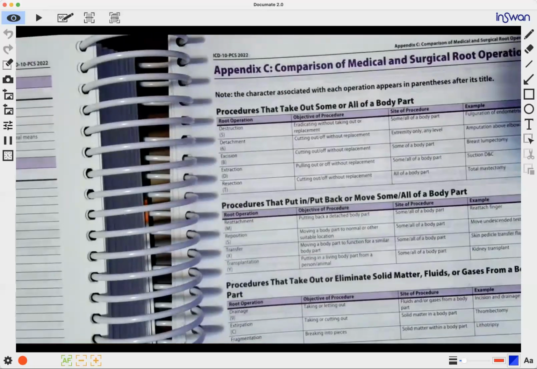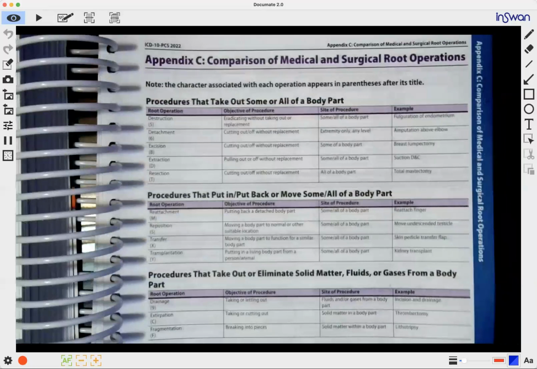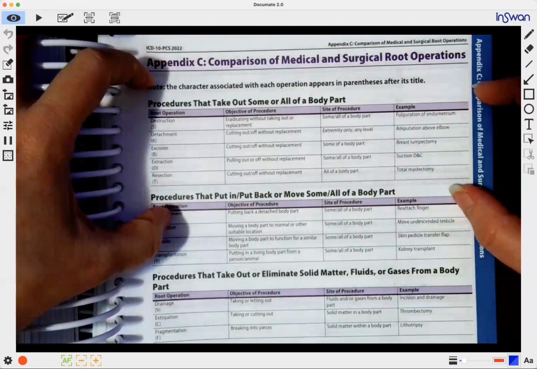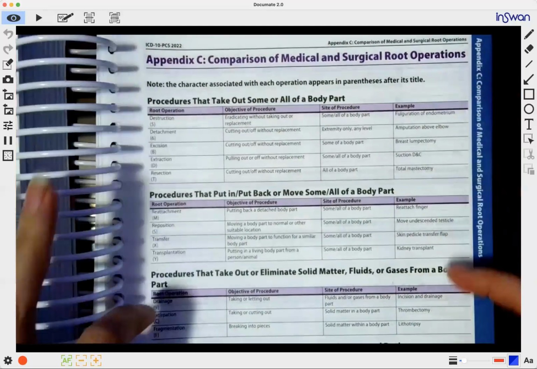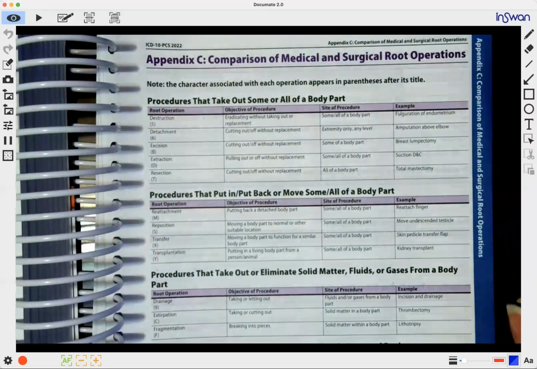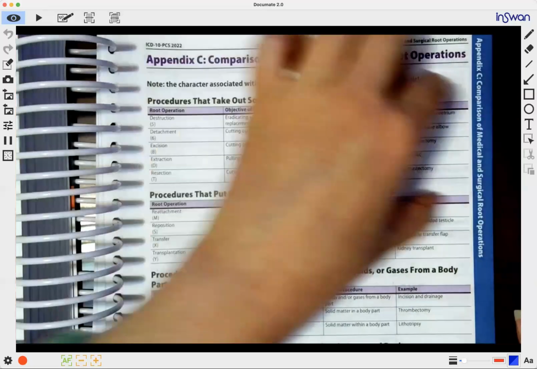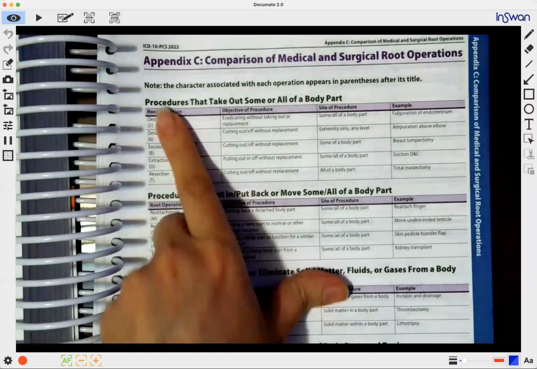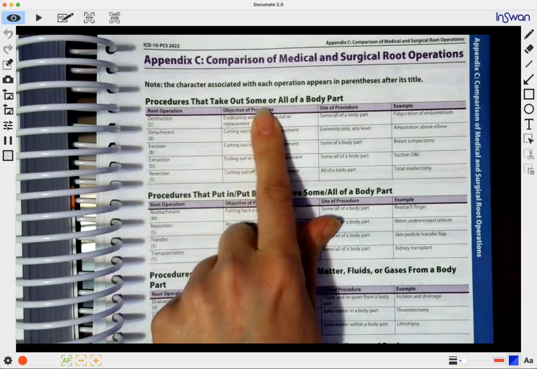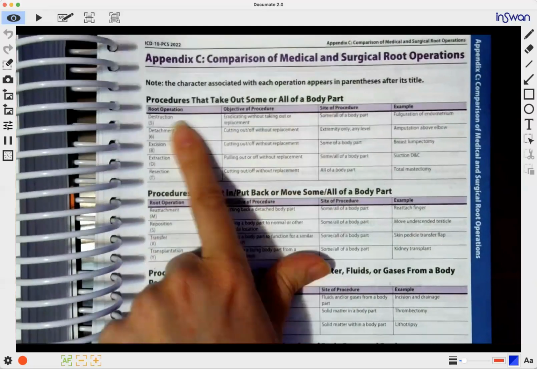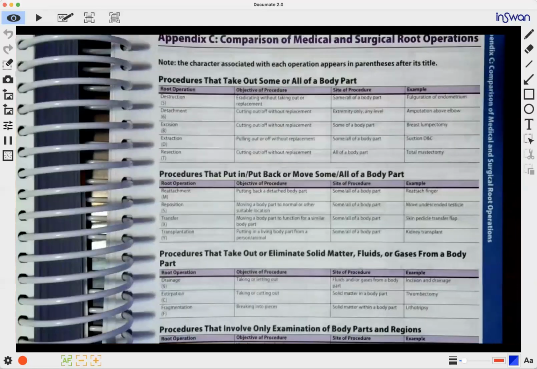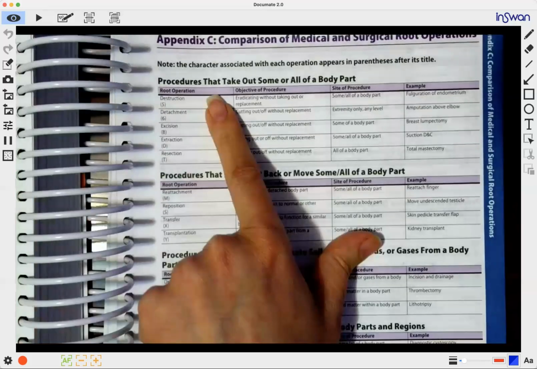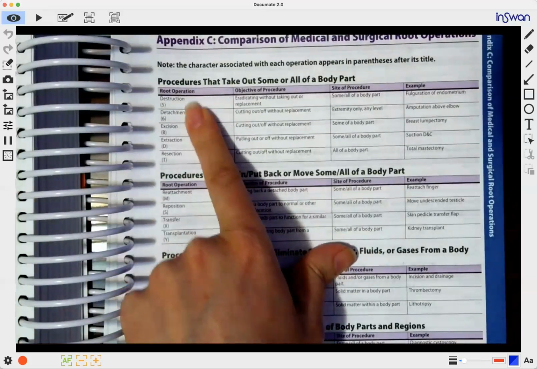other appendix, I should say, that has these root operations now grouped. And this might be an easier way for you to learn them because it puts them into buckets. So similar types of procedures are in these buckets, and it helps you get to know them as a grouping. So procedures that take out some or all of a body part. So if you know the objective of your procedure is to take out some or all of a body part, you can come here and know that you would only be dealing with one of these.